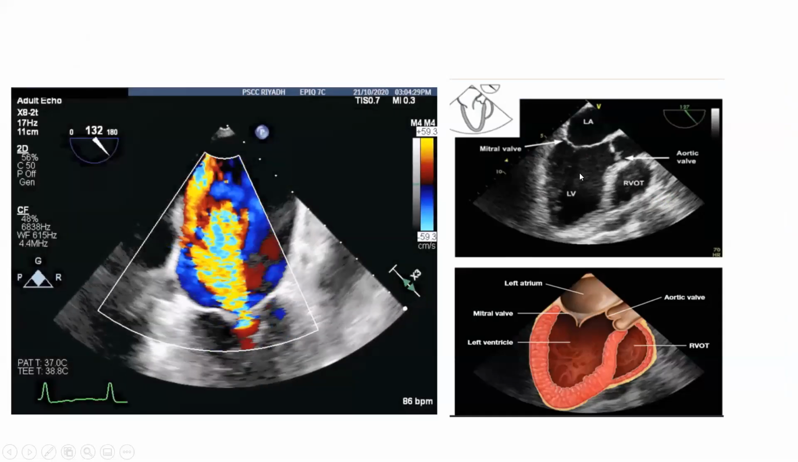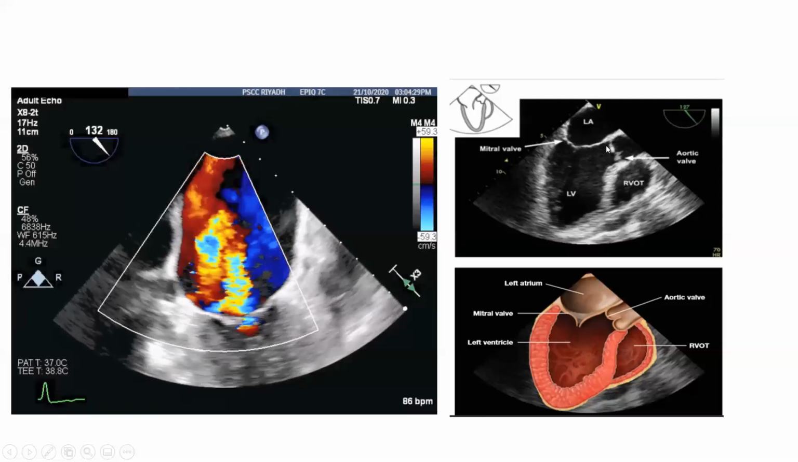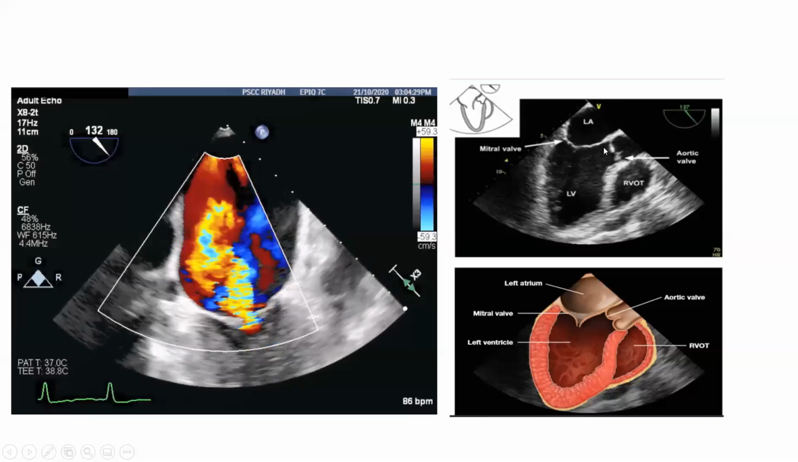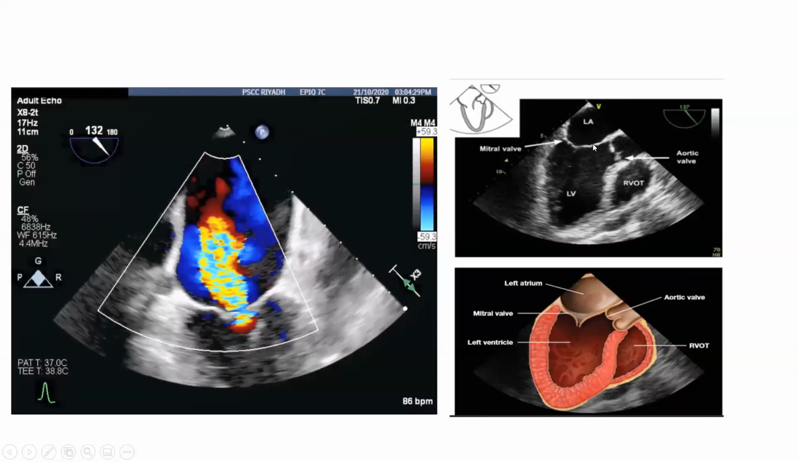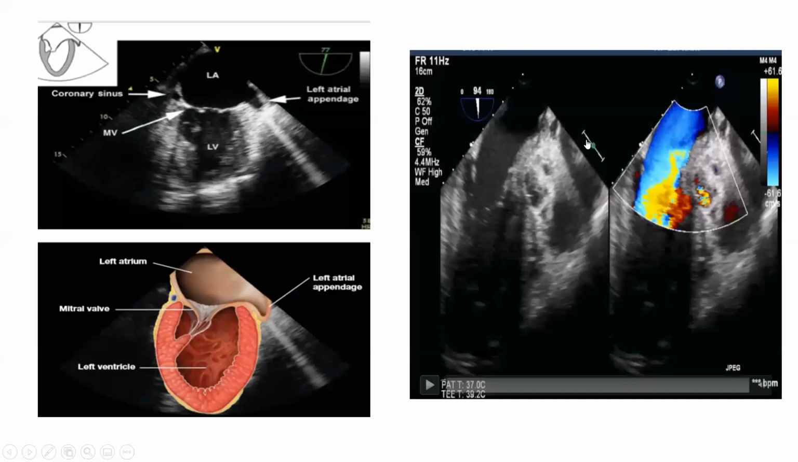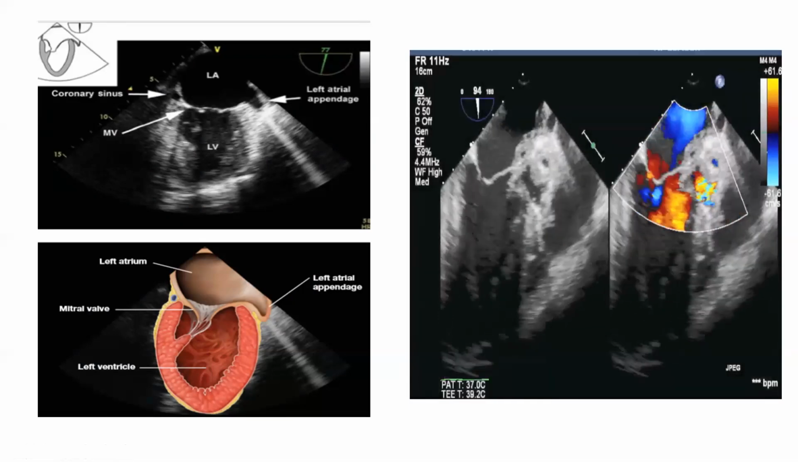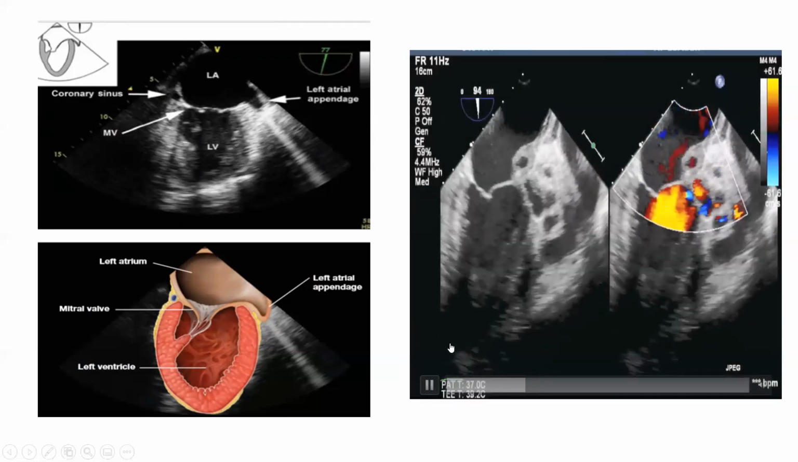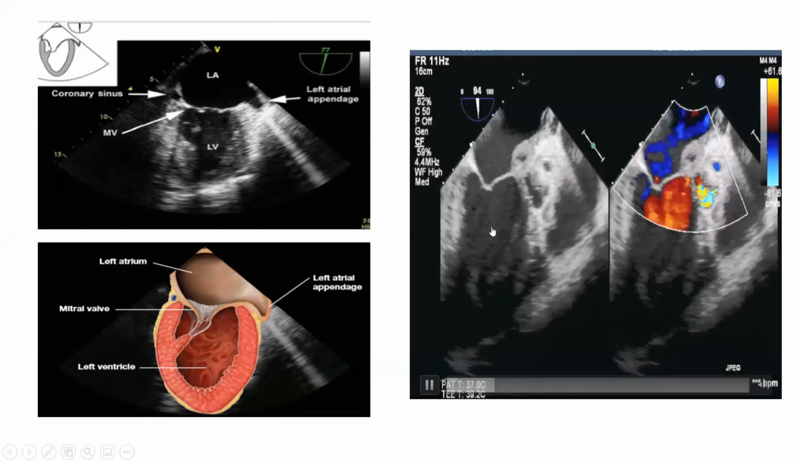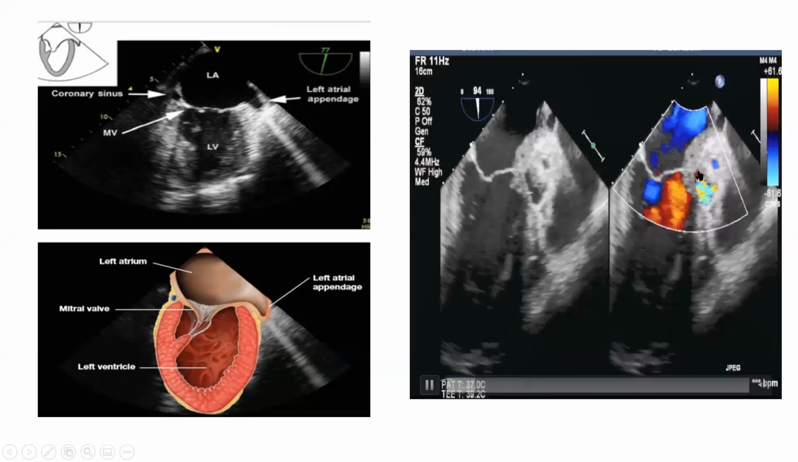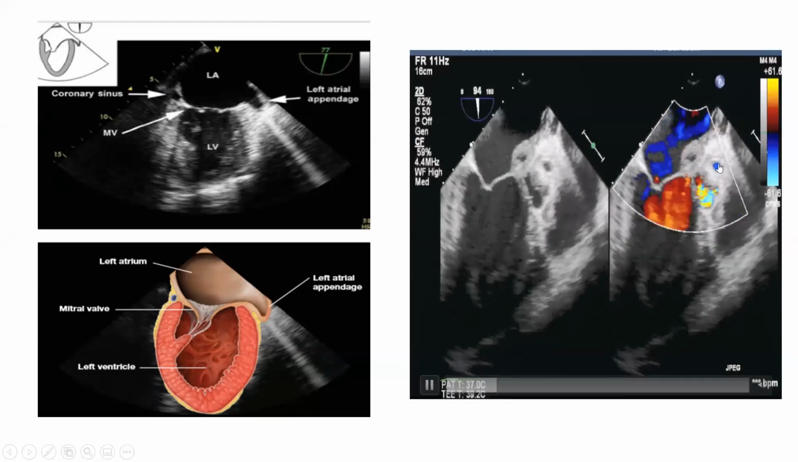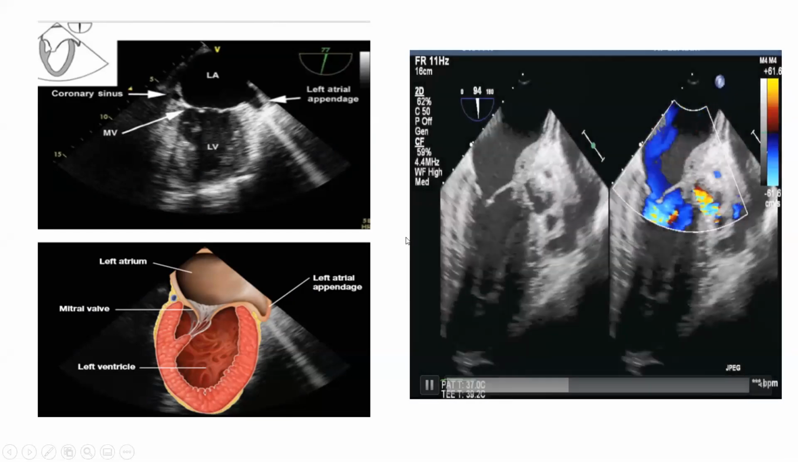I can see this is the typical view of 120, a long axis view. But still, if you tilt it anti-clockwise, it will give you two chambers. When you move it clockwise, you will get the three-chamber view, which we will see in the next picture.